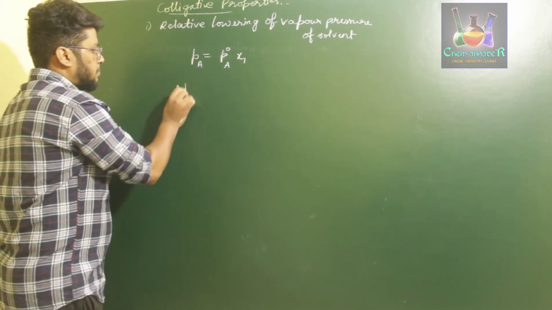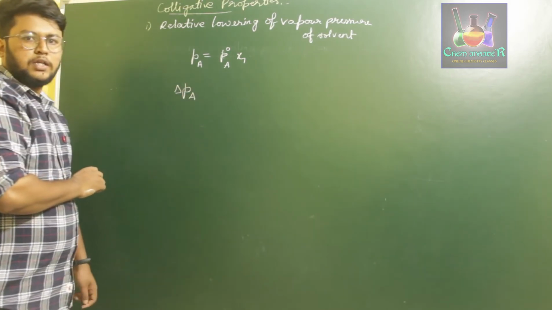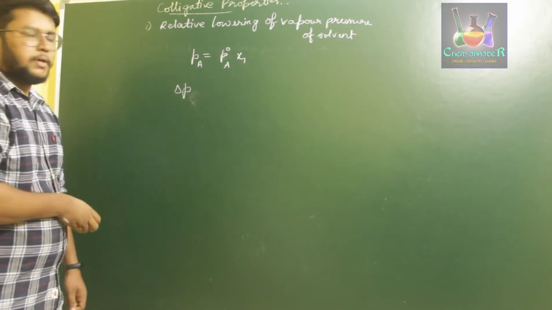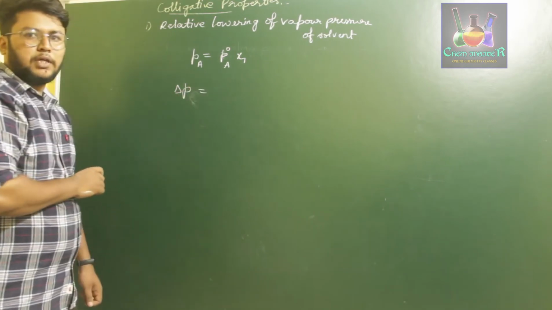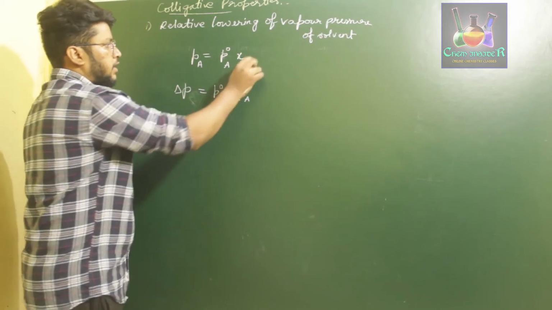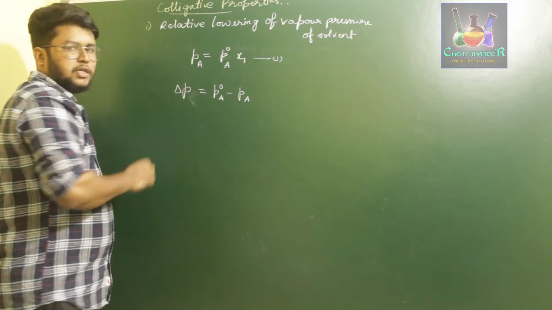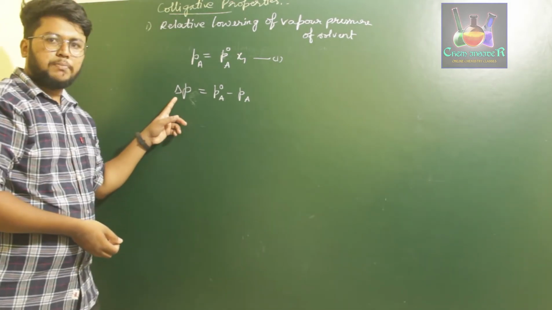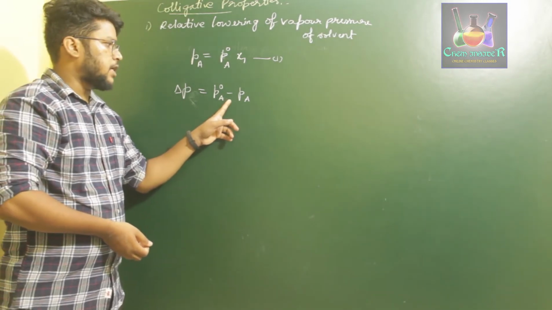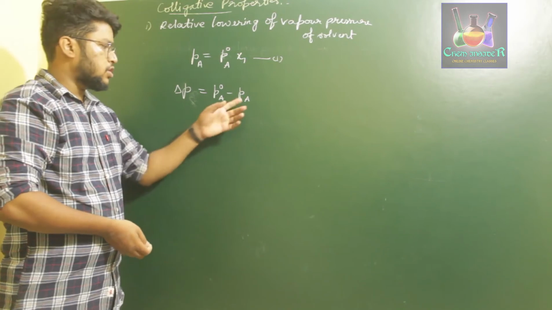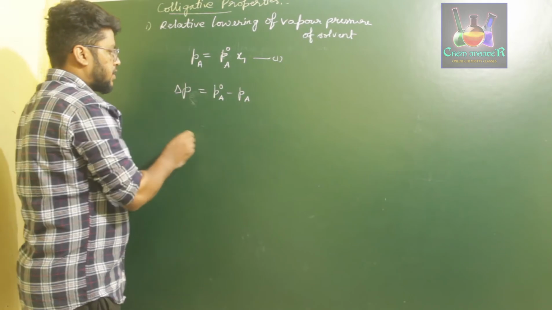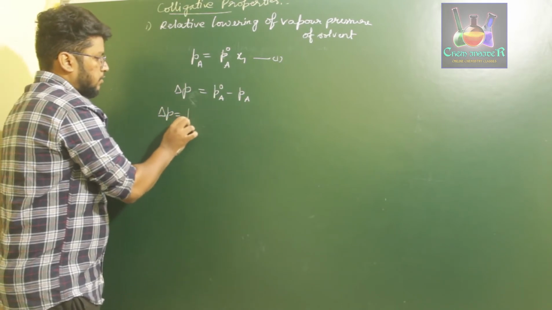So the change in partial pressure of the solution, that is delta P, will be equal to PA naught minus PA. Let us consider this as equation 1. For this equation, the change in partial pressure will be equal to the partial pressure of the pure solvent minus the partial pressure of the solvent in the solution form.